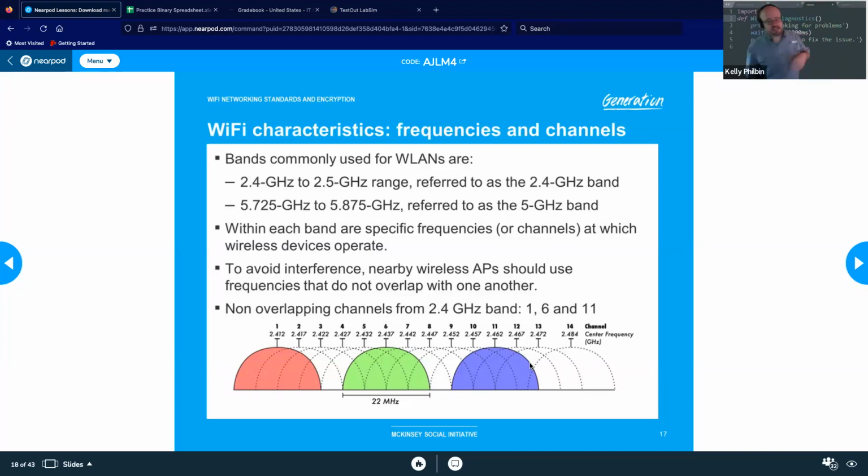So 1, 6, and 11. Write this down, highlight it, put stars next to it, put it under your pillow, whatever you've got to do. You need to know this. 2.4 gigahertz, the 3 non-overlapping channels: 1, 6, and 11. I know, Coursera made you overlap. As I was saying, Coursera didn't do a really good job of expressing this. So any channel you pick when you're setting up a Wi-Fi device is likely going to be one of these 3.